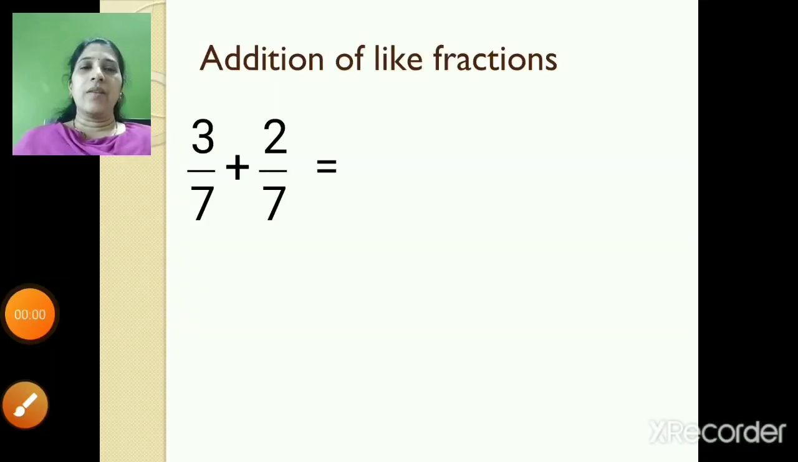So children, we have finished problem set 19. So now let's move to addition of like fractions. So as you know, as I told you, like fractions means denominators are the same. So we are going to add it. Now what is given? This is an example. 3 upon 7 plus 2 upon 7.